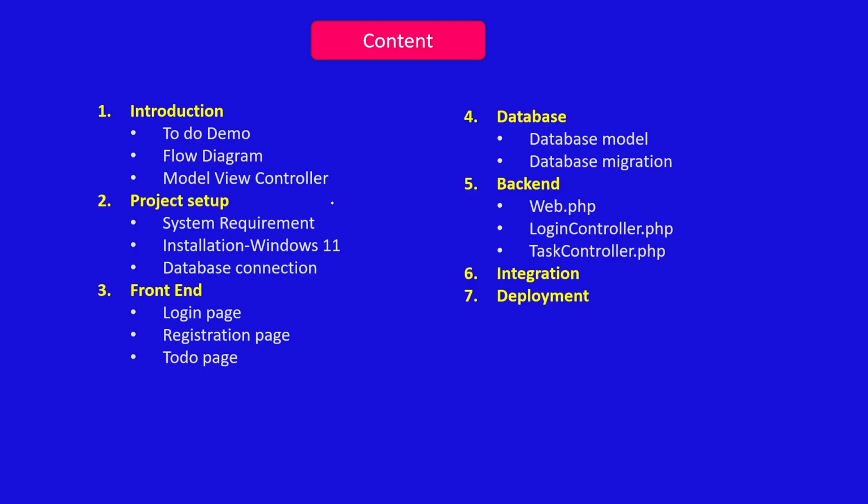In the previous video, we discussed the demo of the Todo App, the flow diagram, and the model view controller. In this video, we are going to discuss how to set up a project for the Todo application. We will start with the system requirements. Then I will show you how to install all the basic packages for a Todo application in Windows 11, and how to connect the database with the Laravel package.